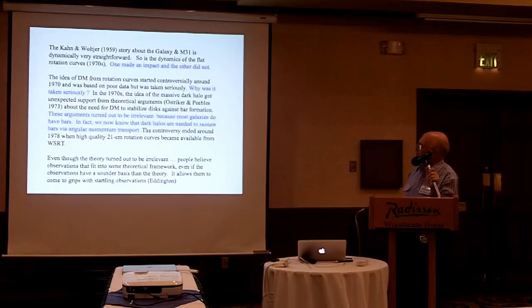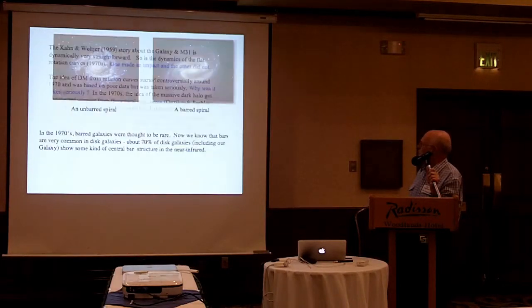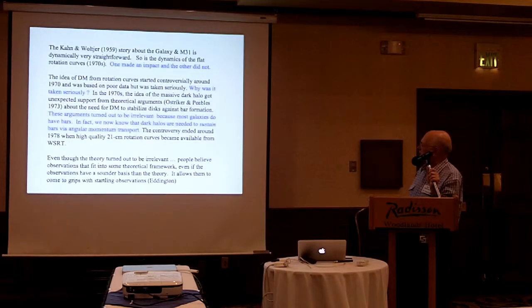So the Kahn and Vulture story about the galaxy M31 is dynamically very straightforward. And so is the dynamics of the flat rotation curves. One of these made an impact, and the other one did not. The idea of dark matter from rotation curves started controversially around the 1970s. Scott Tremaine has discussed this in terms of paradigm changes. It was a typical sort of paradigm change. It was controversial when it started, but it was based on poor data, but it was taken seriously.